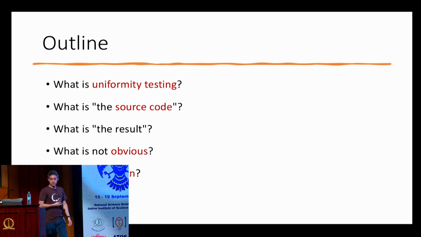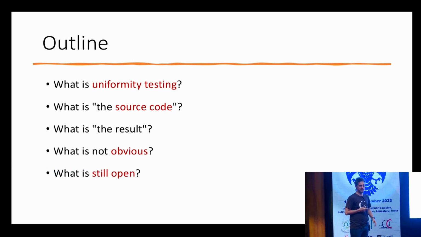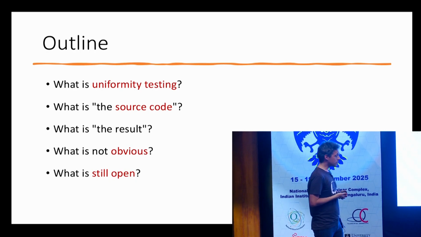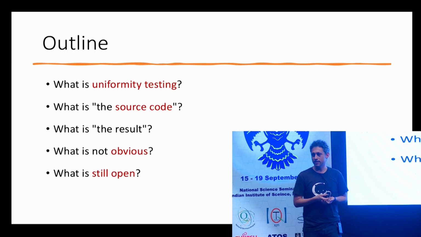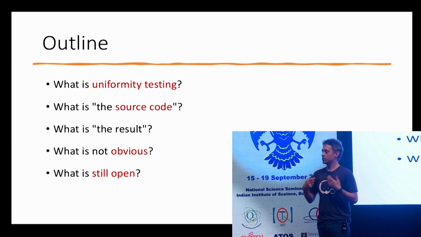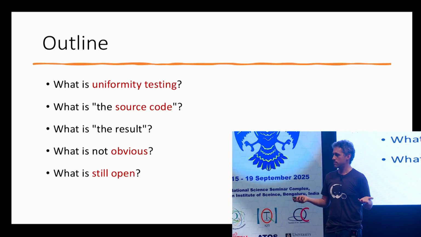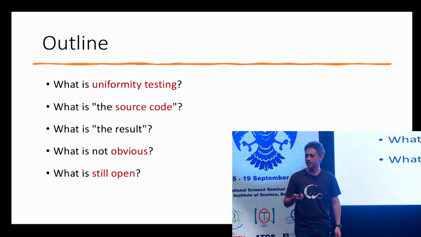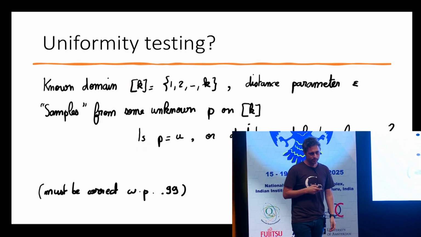This is the outline of the talk. First, what is uniformity testing? After all, that's the main object of study in our paper. What does it mean to have the source code? What are our results? It'd be nice to get to that. And why are they not obvious? And finally, it's nice to have results, but it's also nice when people can build on them. So the final question is what remains open? And well, spoiler alert, quite a lot. So please stay until the end if you want to see what you can do, and we couldn't.